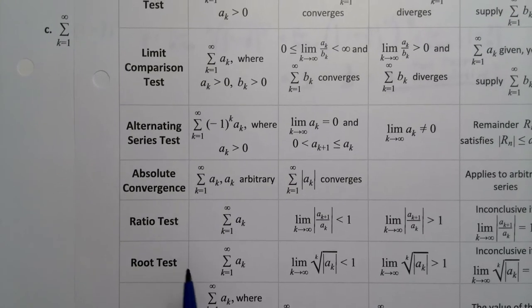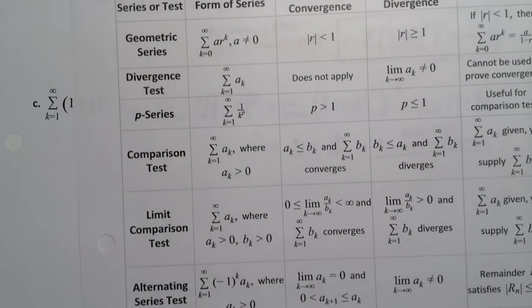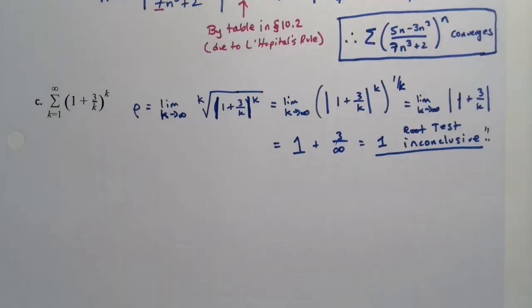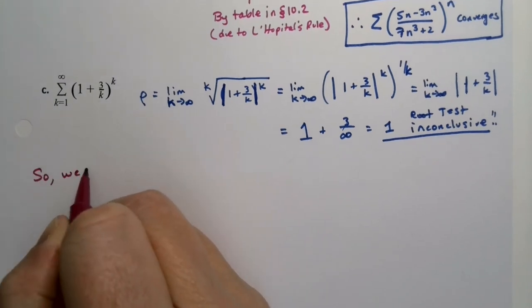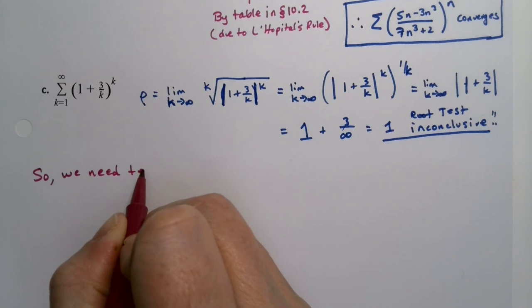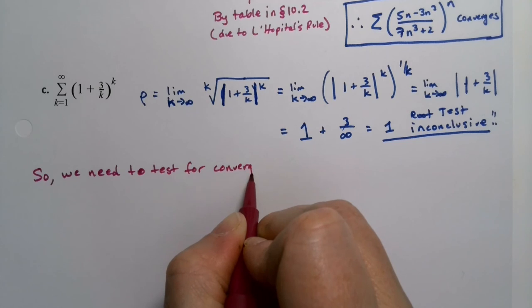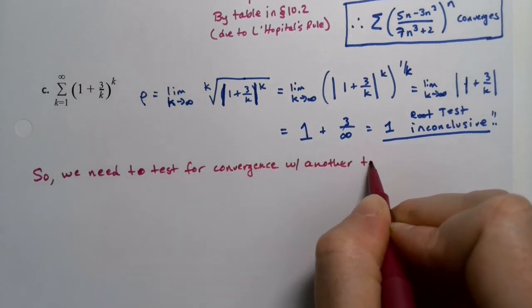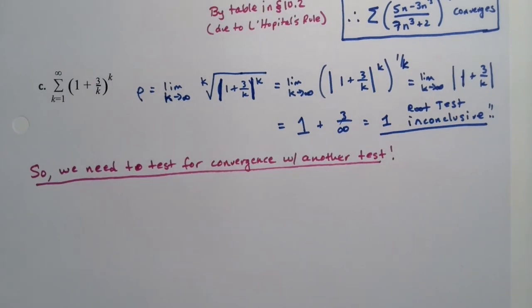So the root test failed, so we would have to try something different, right, of all the tests that we've learned, like the divergence test or the integral test or the ratio test or something like that. So that's what we would have to do. Unfortunately. All right, so let's think about it. What's something we could use?